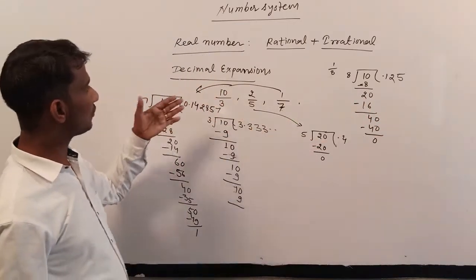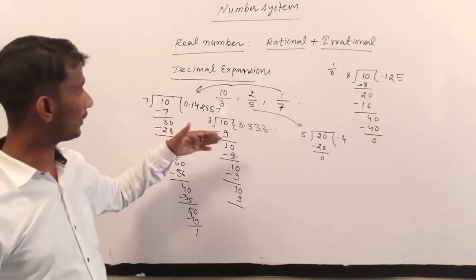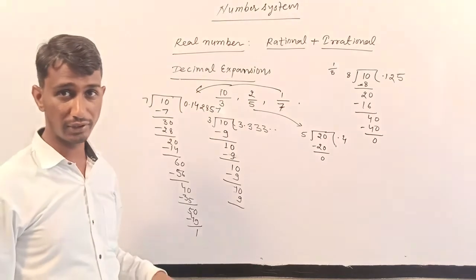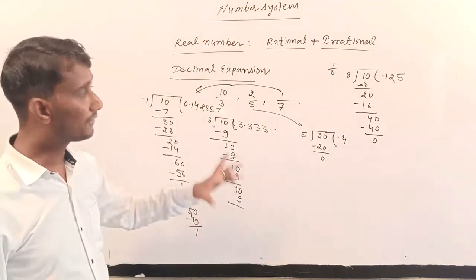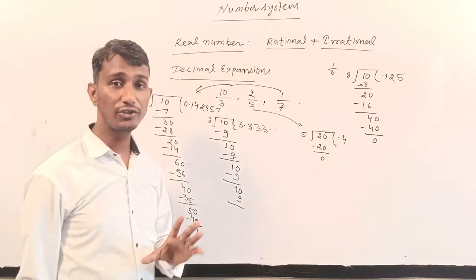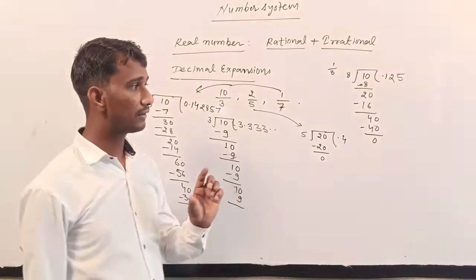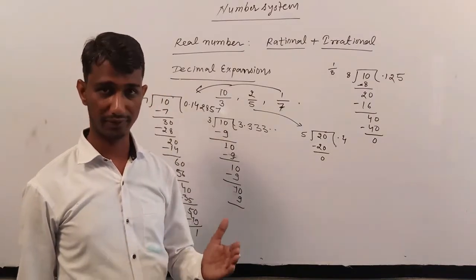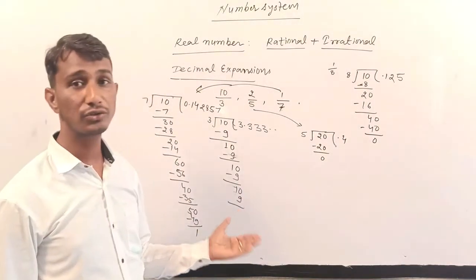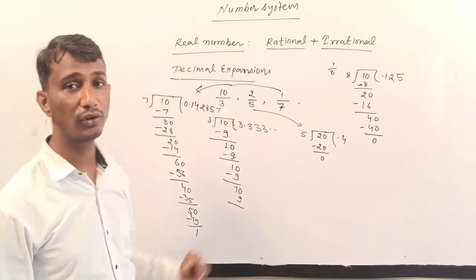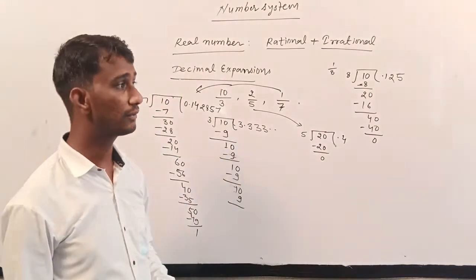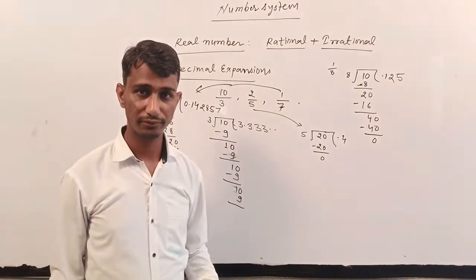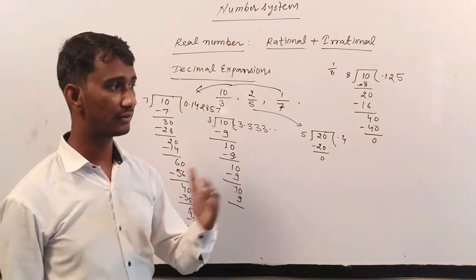So there are two ways to represent a rational number according to the decimal expression. If in the division the division is completed after a few steps, such a decimal expression is called terminating. Terminating means we get remainder 0 after some steps.